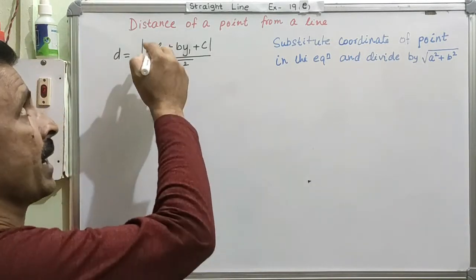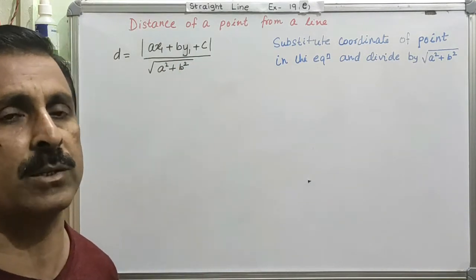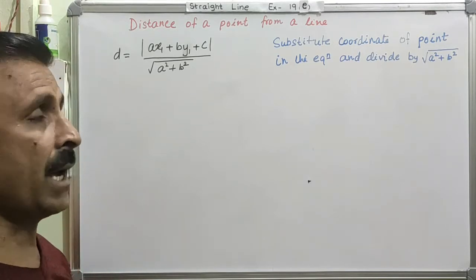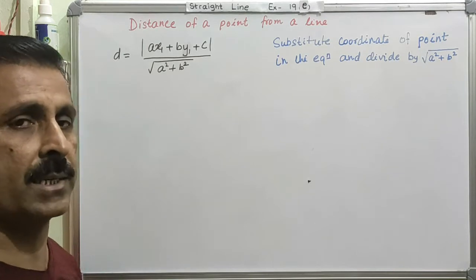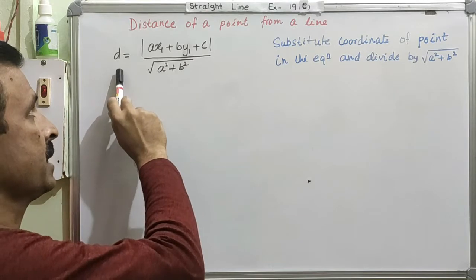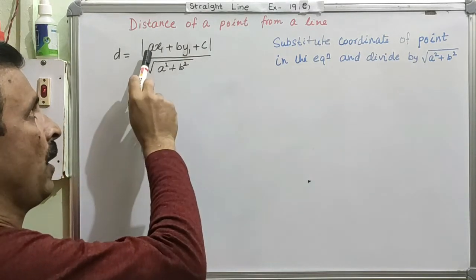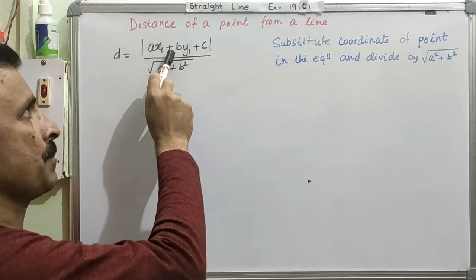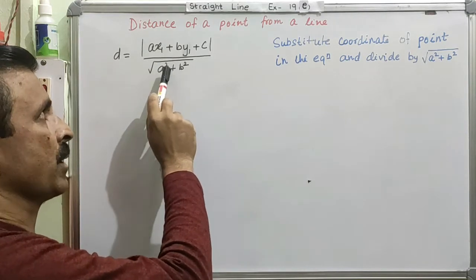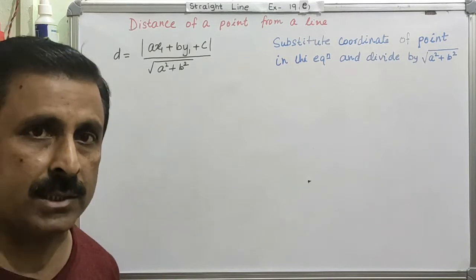Now, when we say we are calculating the distance of a point from a line, that means we are going to calculate the perpendicular distance of the point from the line. Is this very clear? So, to calculate the perpendicular distance of the point from a line, we can use this formula. This is the perpendicular distance, and this is the absolute value of ax1 plus by1 plus c, divided by root over a square plus b square. This will be the formula that we are going to use for calculating the perpendicular distance of the point from the line.